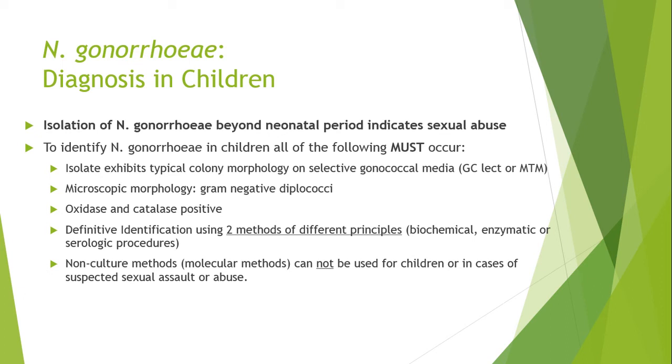Number one, you have to exhibit the typical colony morphology on selective gonococcal media, like your modified Thayer-Martin in your New York City. It has to have that notorious gram stain, gram-negative diplococci. It's got to be catalase and oxidase positive. And then you've got to confirm it using two different methodologies.